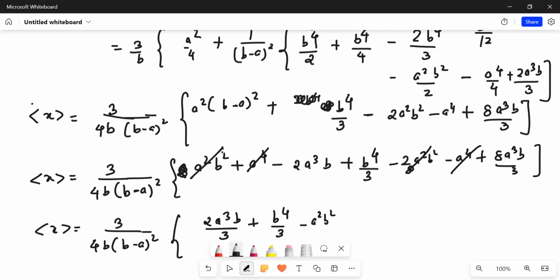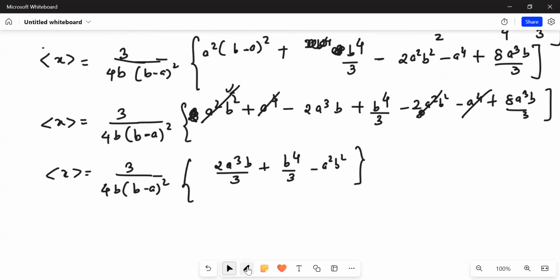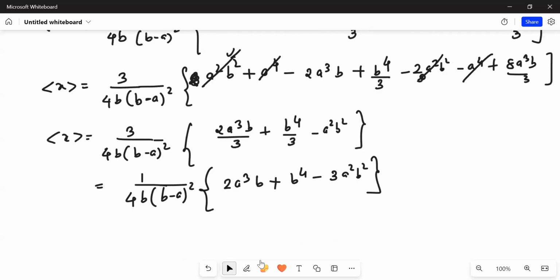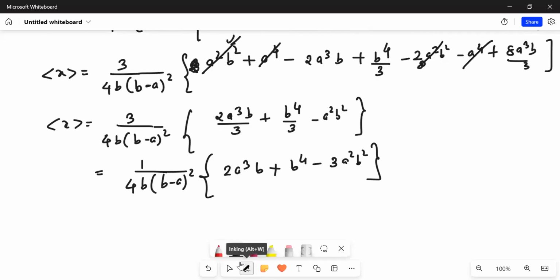So minus a square b square will still remain. So this is 2, this is 1. Fine. So this is final, I think. Everybody has got this answer. You can take 3 common from here. So if you take 3 common, you'll get 1 upon 4b, b minus a whole square, and 2a cube b plus b to the power 4 minus 3a square b square.